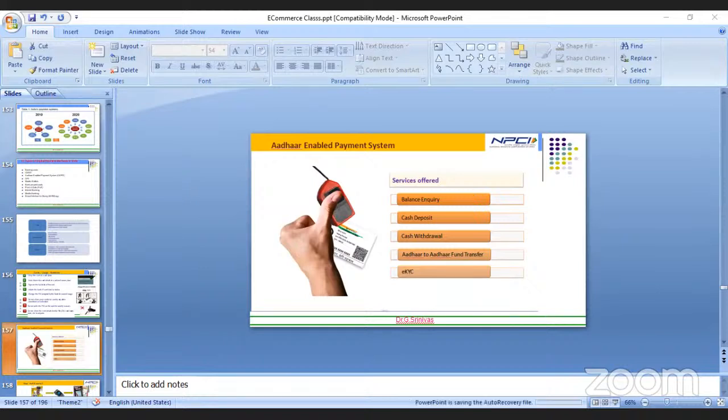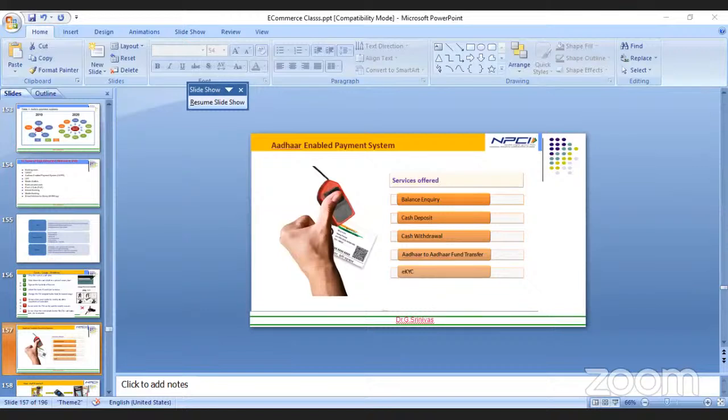See how it works. First, the beneficiary who wants to make a transaction has to visit a micro ATM or banking correspondent, or we can say the service point. At the service point, he needs to provide his bank name, Aadhaar number, and the transaction to be done. What transaction he has to do, those details the beneficiary has to disclose to the banking correspondent or service provider.